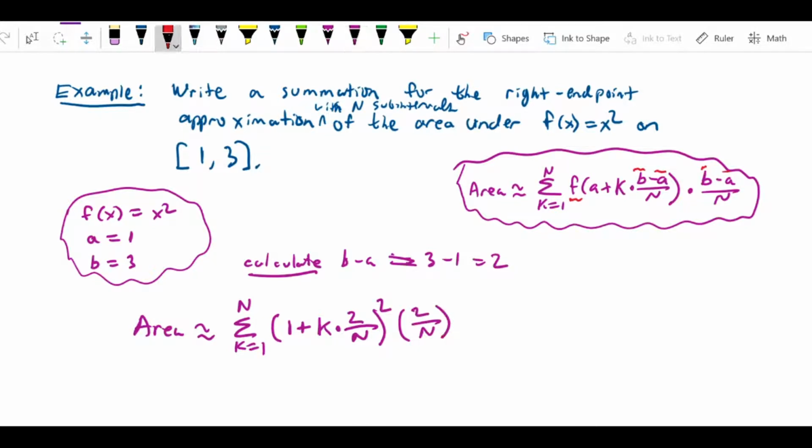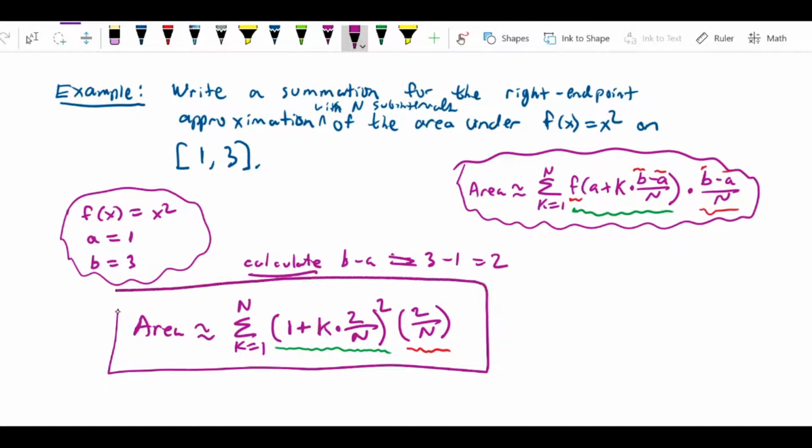Just to be clear where this maps onto, let me use different colors to indicate it. This is the green part, and this is the red part of the equation, and then we're done. This is the expression in summation notation for the right endpoint approximation of the area under that function on the interval 1, 3.